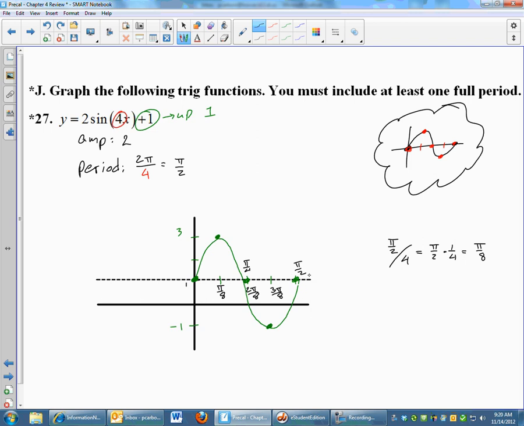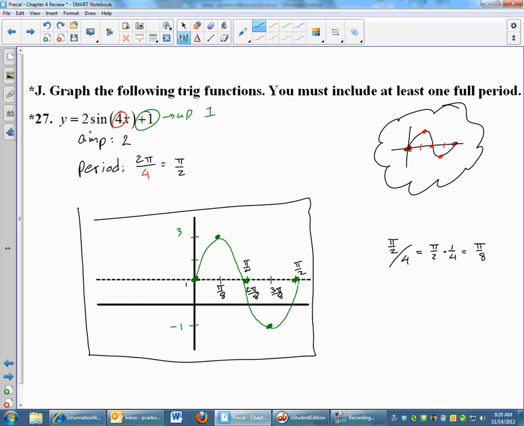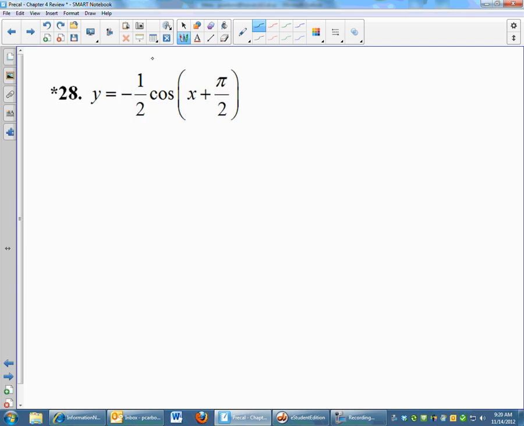I've already taken care of the shift up 1. That's why I use this dotted line as the center of my graph. Amplitude is 2, period. I've got everything taken care of. So there is our graph of 2 sine 4x plus 1. Let's see, what about this one? -1/2 x cosine. Okay, this is a cosine graph.